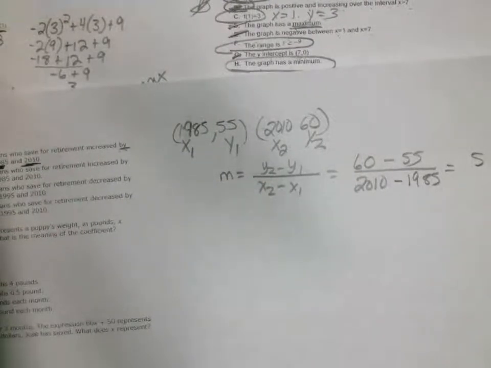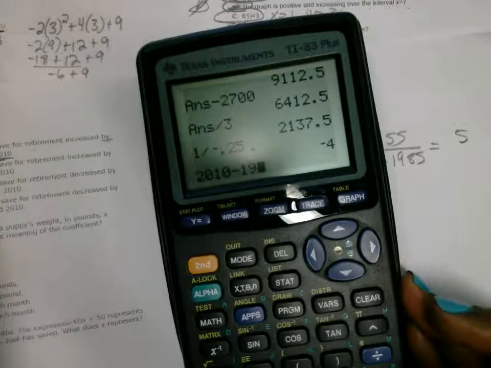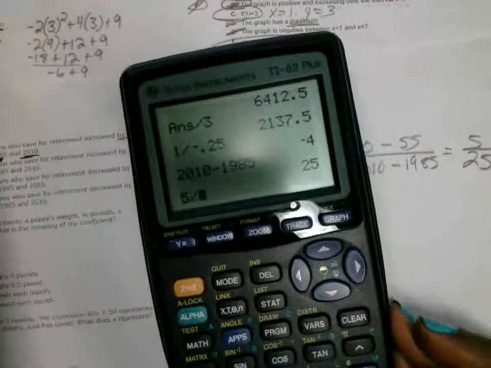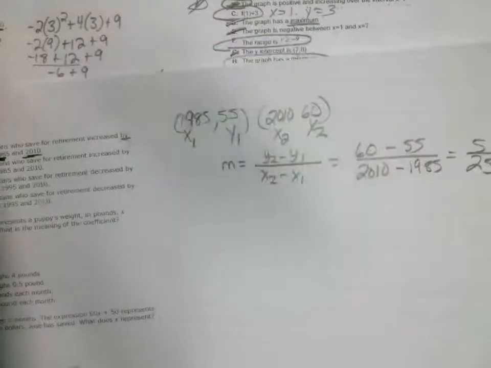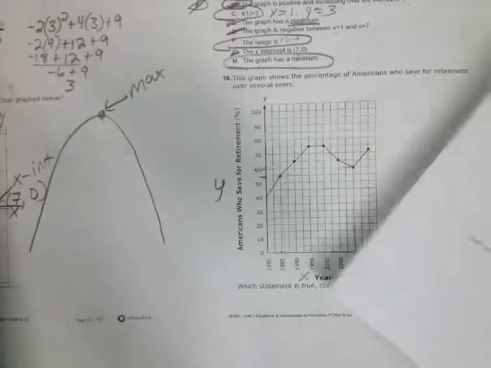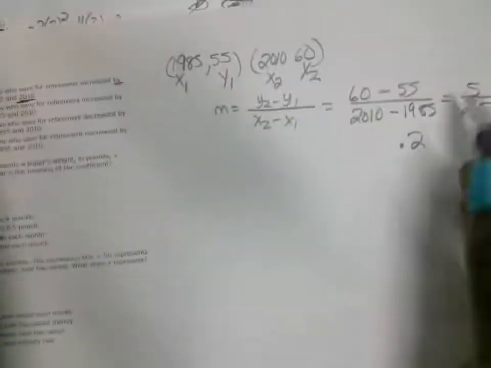Okay, so it's going to be 5 on the top. And we got 2010 minus 1985. That's 25 years. So we're going to say 5 divided by 25. That gives us 0.2, which is 0.2% because they're already written as percentages. Okay, so this is 0.2%.